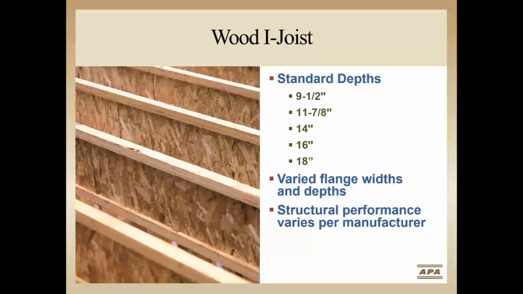I-joists are manufactured in 5 standard depths, including 9.5, 11 7/8, 14, 16, and 18 inch. Some manufacturers may also produce other depths. The joists are proprietary to the different brands and utilize different flange materials of various widths and thicknesses. The structural performance of I-joists varies from one manufacturer to another, so in order to design with I-joists, you must use the structural characteristics and installation recommendations provided by each provider.